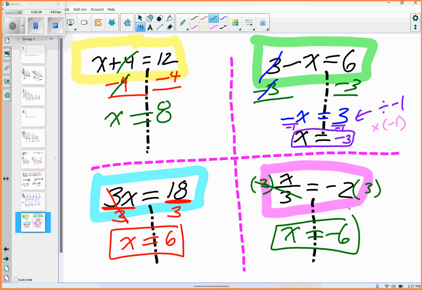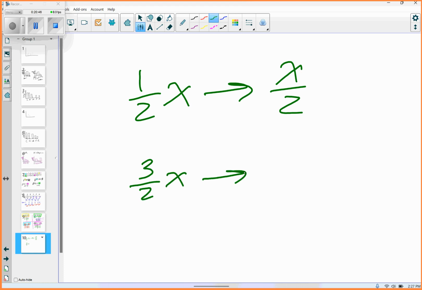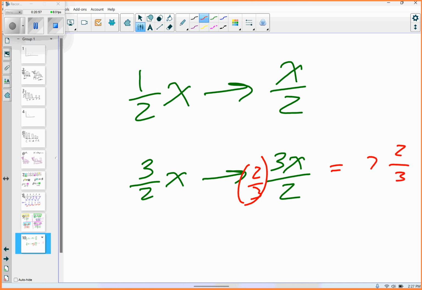I'm going to show you one thing. So if you had this, to undo it like this, you'd multiply both sides by 2/3.